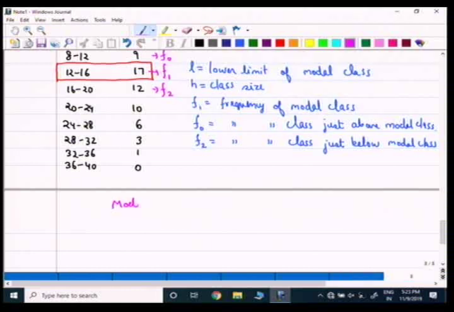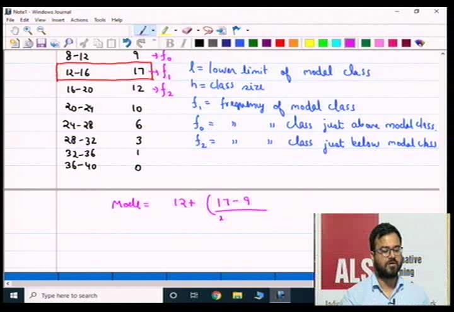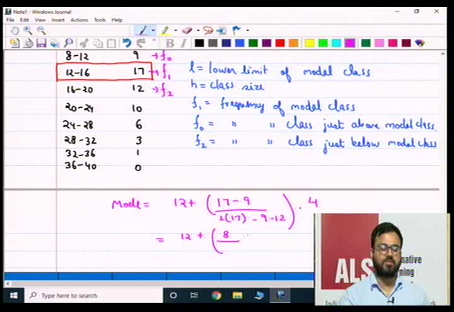So mode is given by L. L is the lower limit, which is 12. Plus F1 minus F0, 17 minus 9, upon 2 times F1, which is 2 into 17, minus F0 minus F2, multiplied by H, the class size. Here the class size is 12 to 16, so the class size is 4. Just simplify this one. 17 minus 9 is 8. This will become 34. 34 minus 9 is 25. 25 minus 12 is 13.